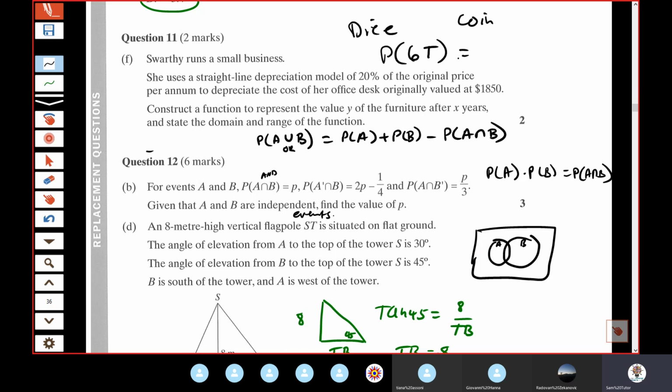Well, the way that would work is, you want a 6 and a tail. So what's the probability of getting a 6? The probability of a 6 is 1 out of 6 times the probability of getting a coin, 1 out of 2. So the probability of something and something is equal to the probability of one event multiplied by the probability of the other event. Probability of A multiplied by probability of B.